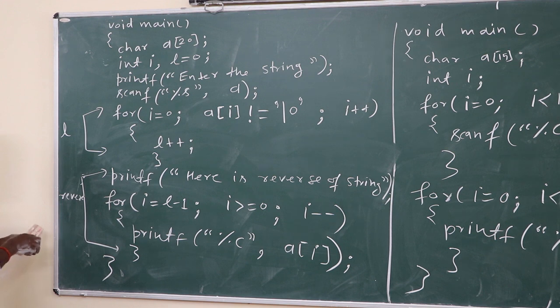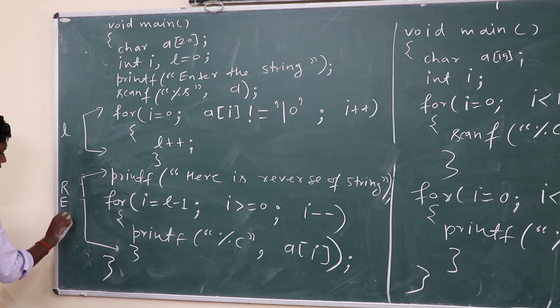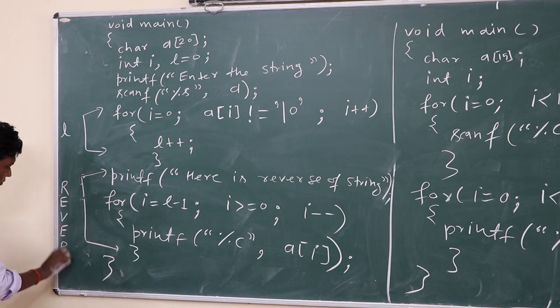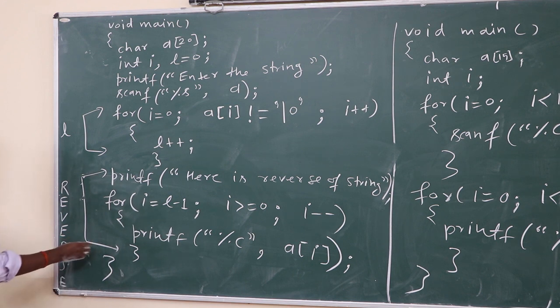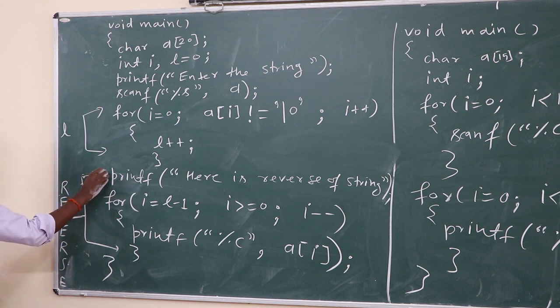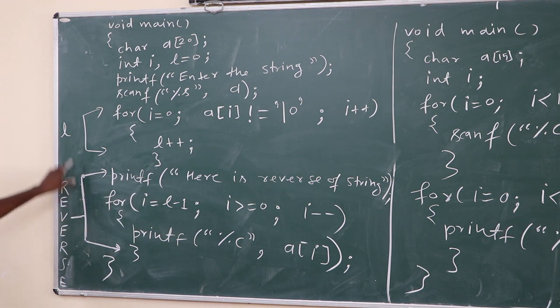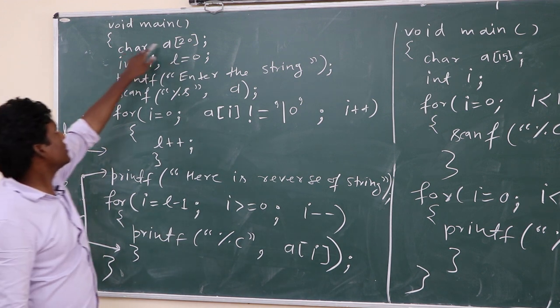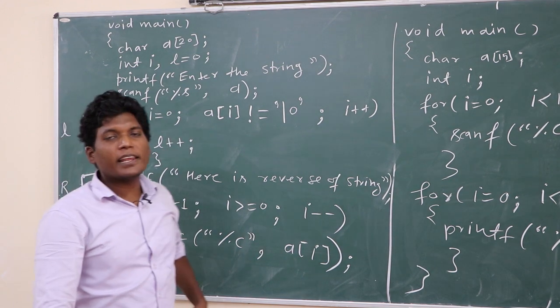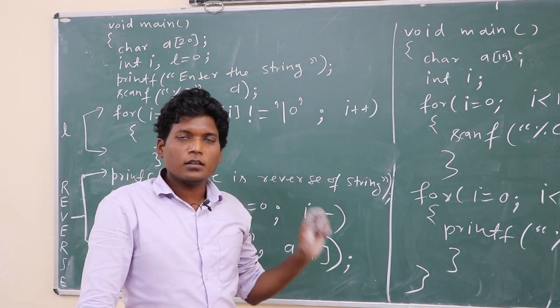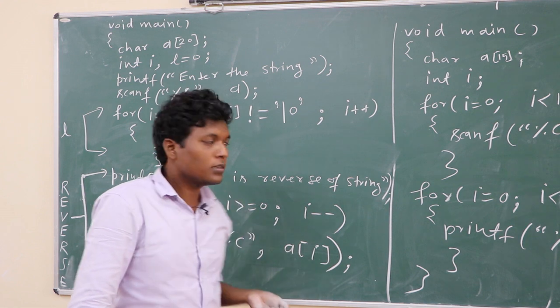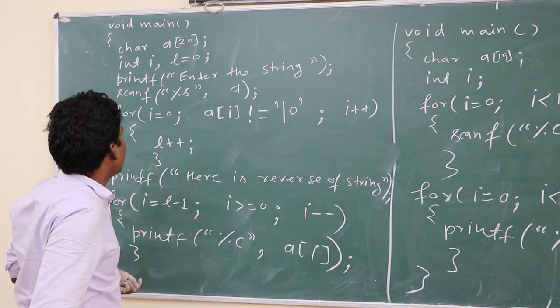String is reversed. Here the string is reversed from here to here. Here the length is calculated. Here the string is declared: first the variable, string, array, anything. First declare it, then you can use it.